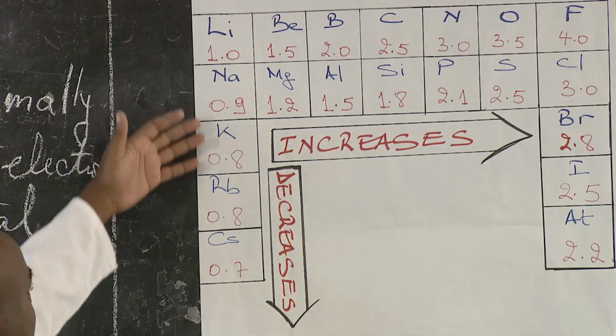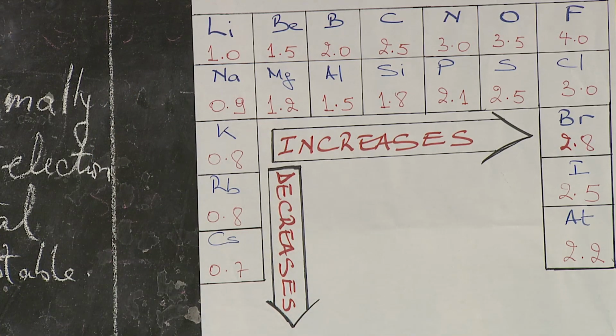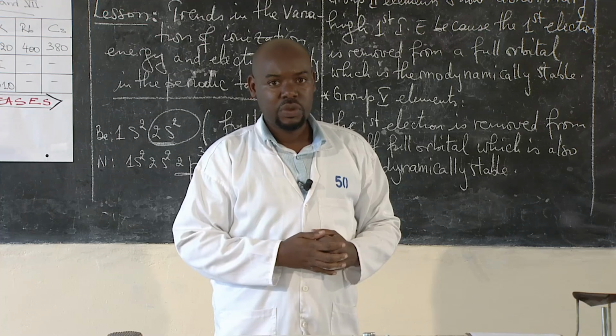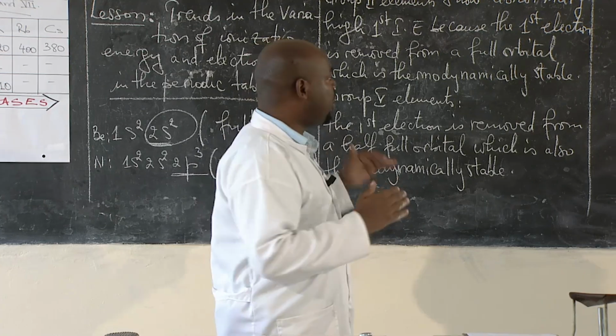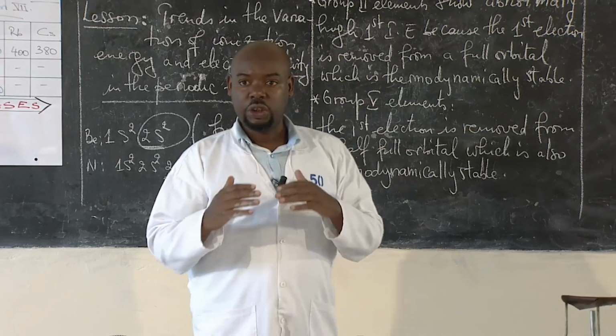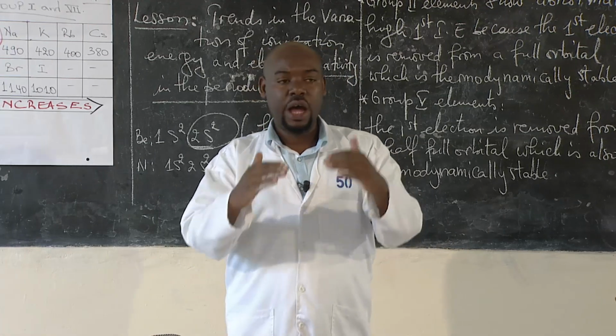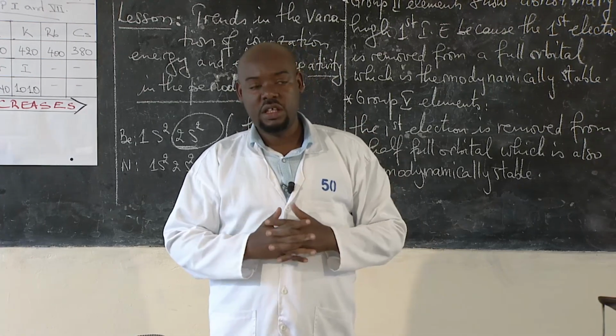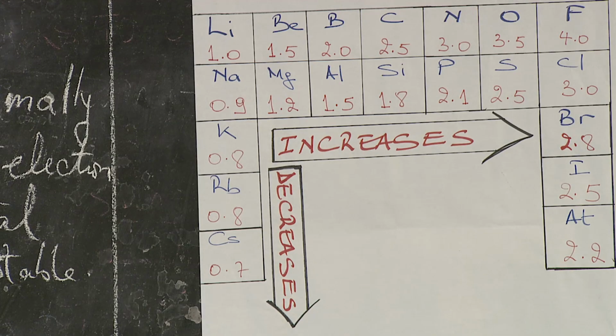As we move down the group, electronegativity decreases. Why? Because the size is increasing. Electrons are experiencing a weaker attraction, and so will the bonding pair. So, generally, moving across the period, electronegativity increases, and when you move down the group, it decreases because of the variation in nuclear attraction.